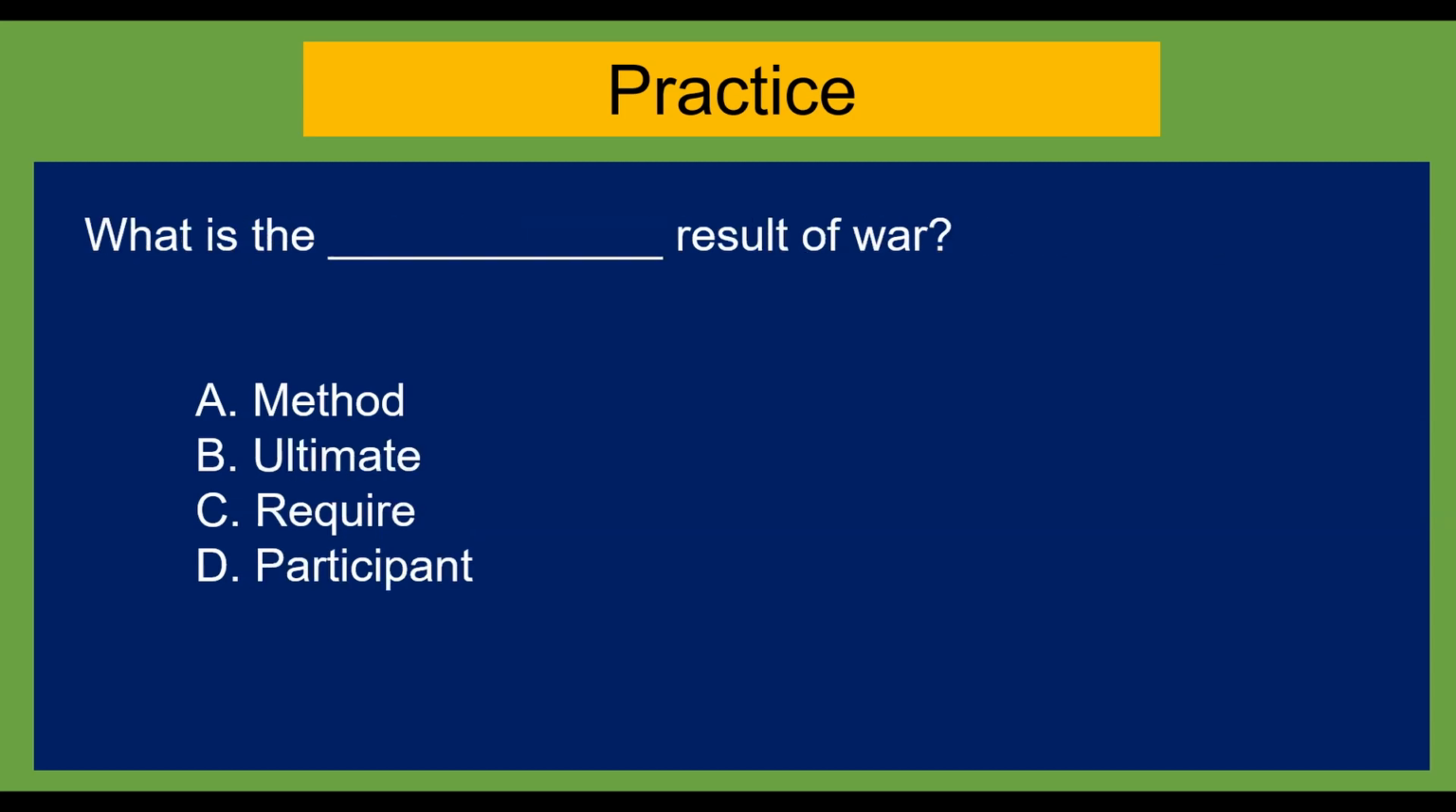What is the result of war? Method, ultimate, require, participant. In this sentence, we need an adjective because it's coming in front of a noun. We only have one adjective as a choice, so the correct answer here must be letter B, ultimate, and the meaning also makes sense, the ultimate or final result of war.